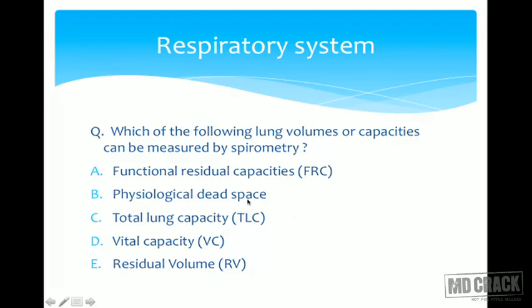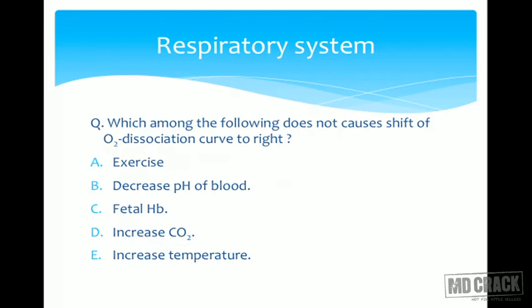What is the physiological dead space? Again, this cannot be measured by spirometry. Total lung capacity, since we cannot measure residual volume, we will not be able to measure the total lung capacity. And then what is left is the vital capacity. According to the definition, what is vital capacity? The amount of air which can be expired forcefully after forceful inspiration. That is the one which we can put into the spirometer and which it will be able to measure.